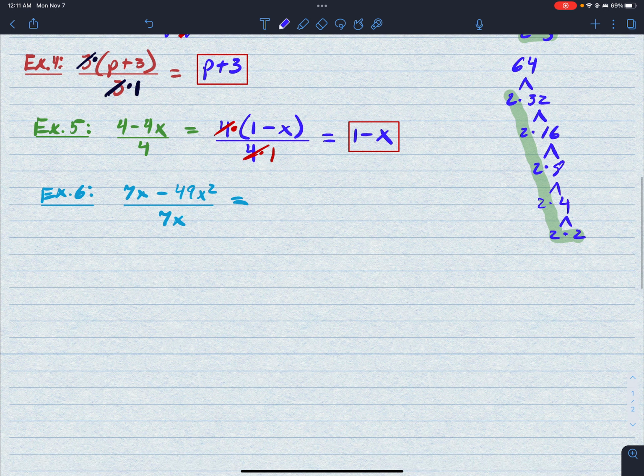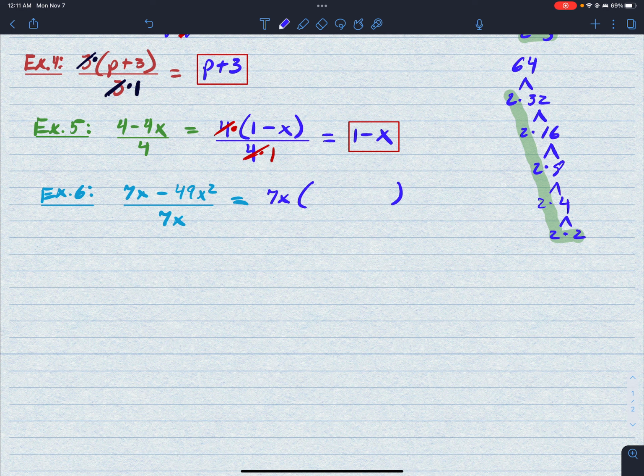In the next example, I can factor off 7x from the top. So 7 goes into 7, 7 goes into 49, so I can pull out a 7. X goes into x, and x goes into x squared. I have at least one factor of x in both this term and this term. So my GCF is 7x.